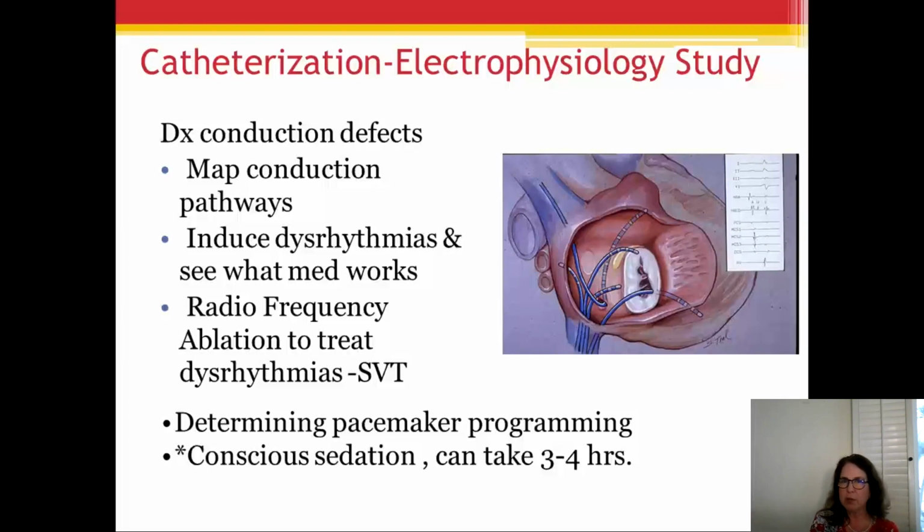A regular heart cath, boom, 45 minutes, they're in and out. Interventional balloon angioplasty could be a couple hours. Electrophysiology, it could be a 4-hour tour. It can take a while. You map and conduct the pathways. You'll induce the dysrhythmia and see what meds work. What can I treat it with, or can I ablate that area, radio frequency ablation, to treat the area.